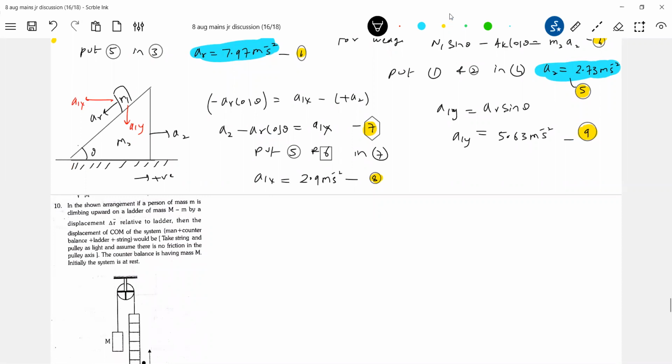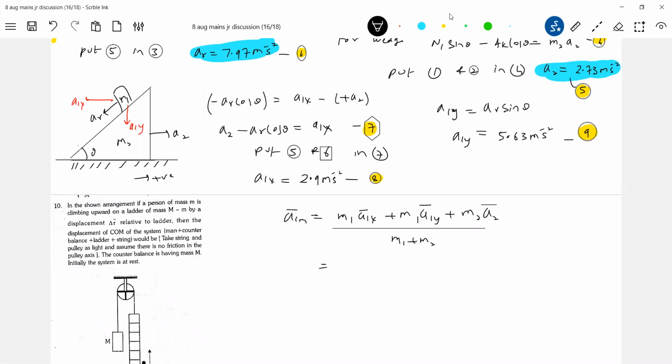Total acceleration of system, ACM bar, should be equal to M1 A1x bar plus M1 A1y bar plus M2 A2 bar by M1 plus M2. Why M1 twice? Because it has X and Y components, and the wedge has acceleration only along the X axis. Substitute all this and check everything. You'll get acceleration only along the Y axis.